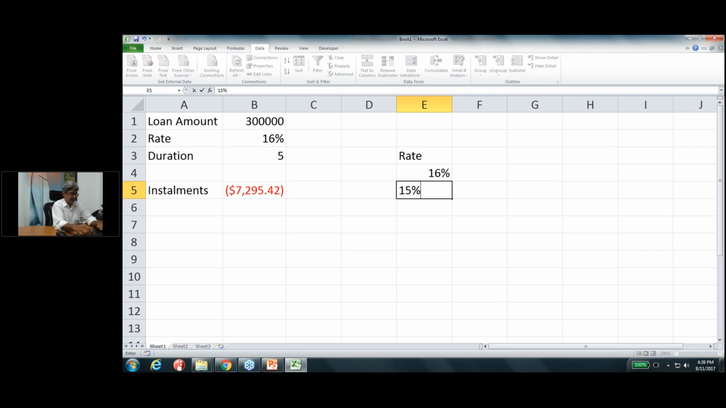This is 15%. This is 14%. This is 13%. Maybe this is 12%. This is maybe 11%. Okay, fine, that's enough. So we want to see that for a loan of rupees 300,000 at 15% for the 5 years duration, what the loan installment per month would be.